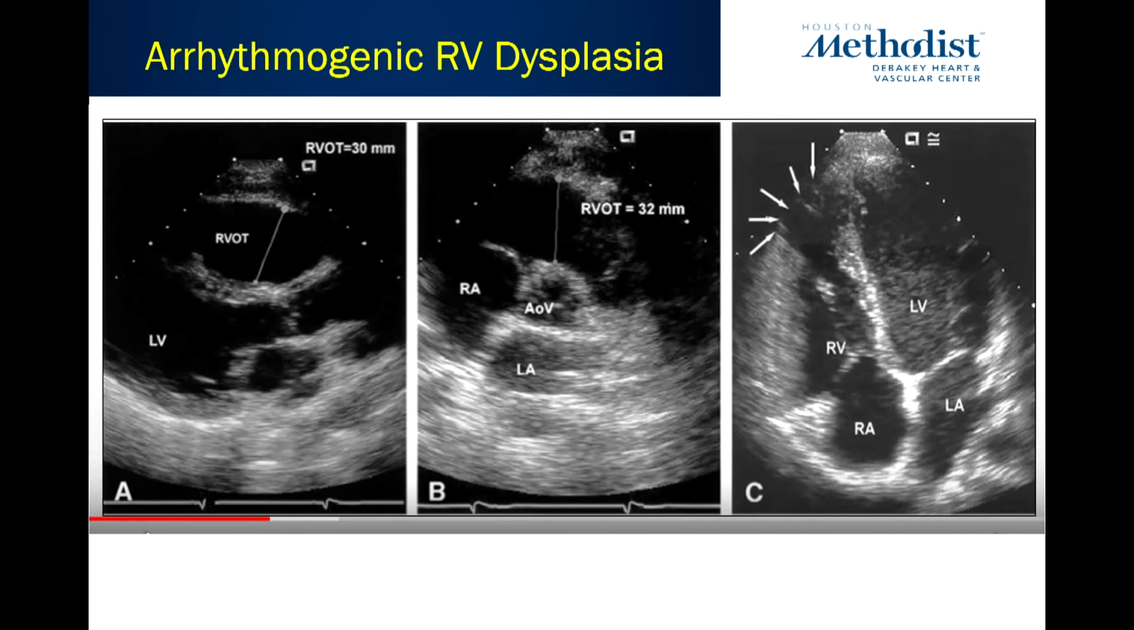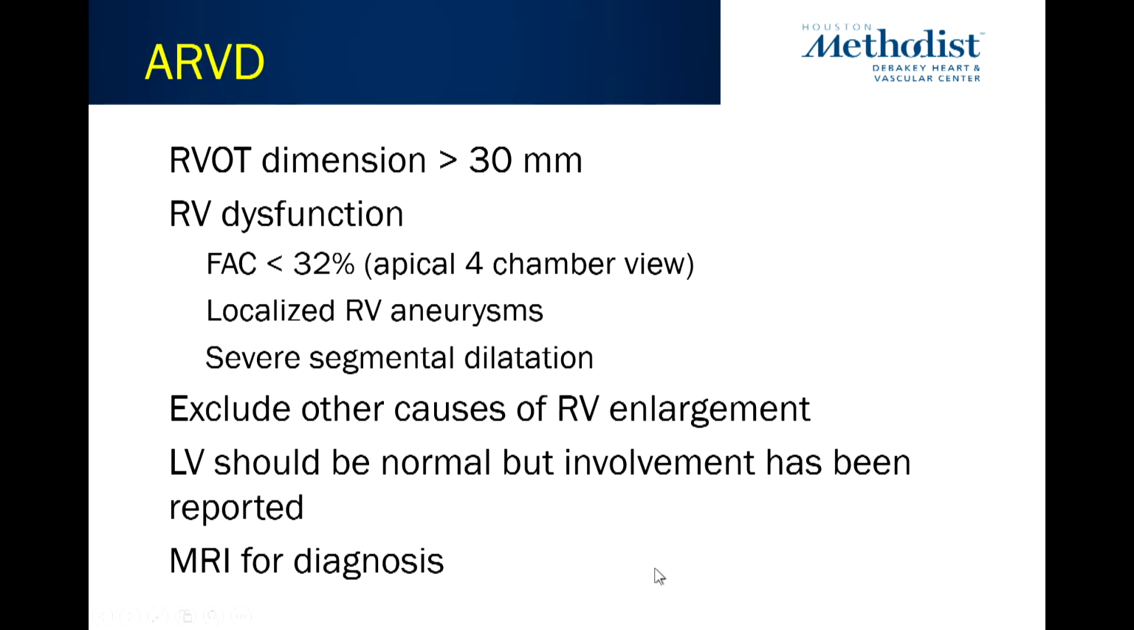Arrhythmogenic RV dysplasia is a tough one for us. It's one that requires a lot of thinking through. Clinically, of course, they present frequently with arrhythmias and a family history of sudden cardiac death. And what we look for in the echo most of the time is abnormalities in the right ventricle, i.e. either aneurysms, segmental wall motion abnormalities, or RV dilation.